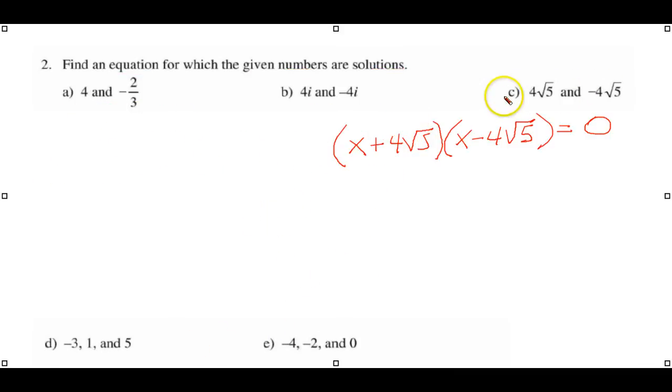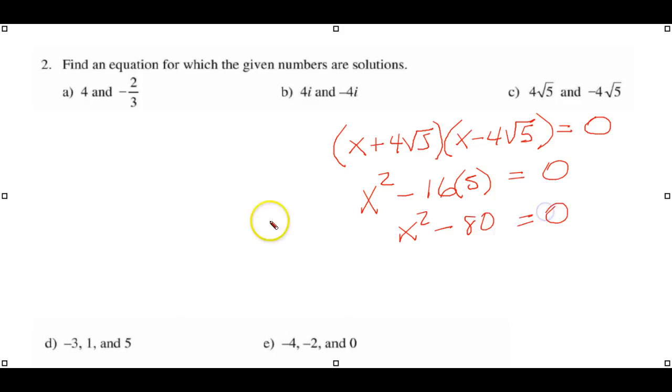So in example C, it's something similar. You set it up, they're going to be conjugates. So this will be x squared. And then we're going to square this. That's going to be a negative 16 times 5 equals 0. So we get x squared minus 80 equals 0. So again, if you know the style of what we're doing, now normally this wouldn't factor, but you see it does.